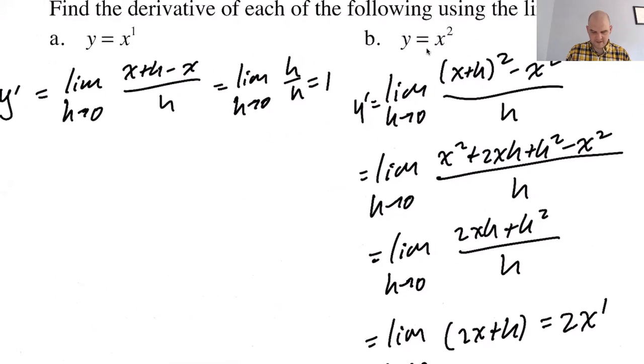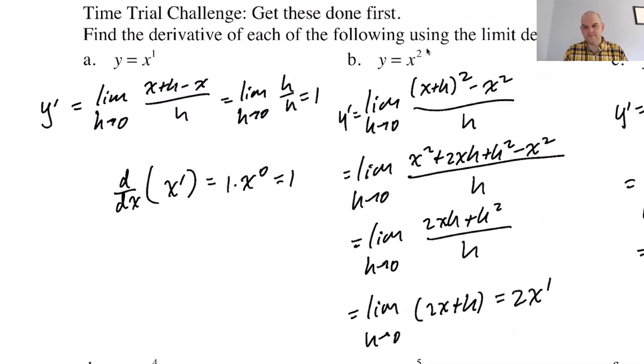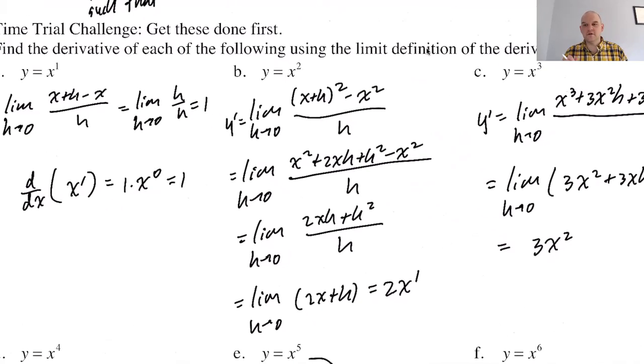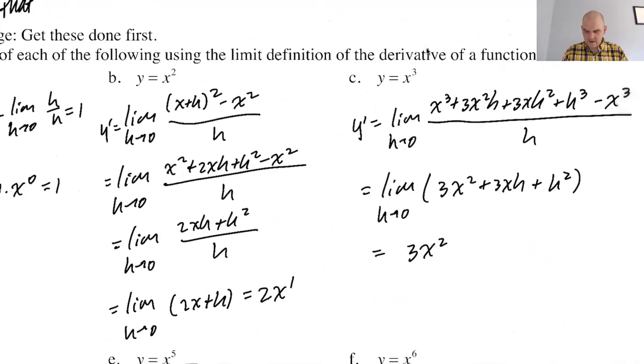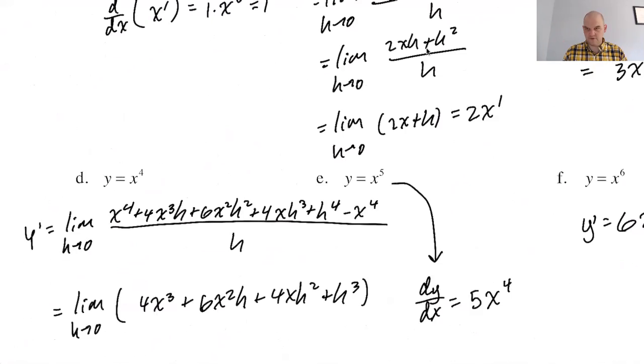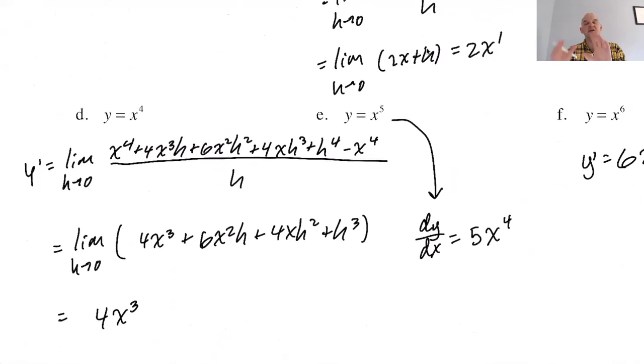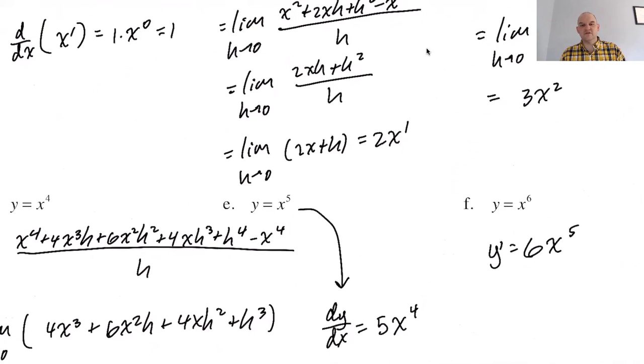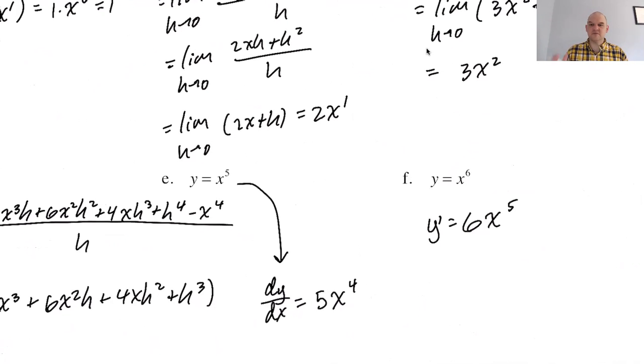But what I'm going to do is rewrite that as d/dx of x to the first is 1 times x to the 0, which happens to be 1. Then we found the derivative of x squared. So we found d/dx of x squared, and we got 2 times x to the first. The derivative of x cubed we found to be 3 times x to the second. Then we started to suspect there's a pattern, right? The pattern appears to be take the exponent, bring it down as a coefficient, and then subtract 1 from the exponent. So x to the fourth becomes 4x cubed, x to the fifth becomes 5x to the fourth, x to the sixth becomes 6x to the fifth.